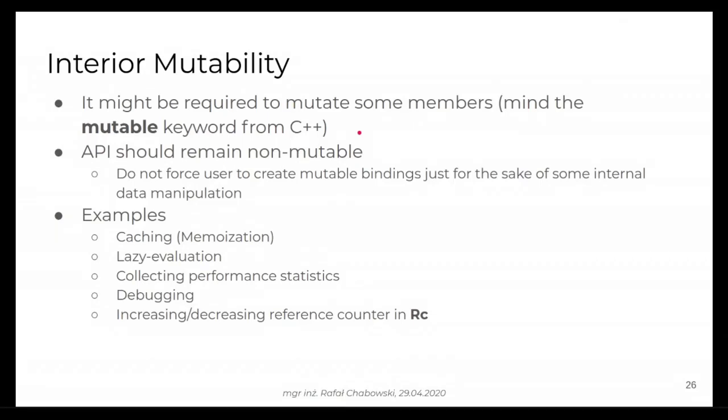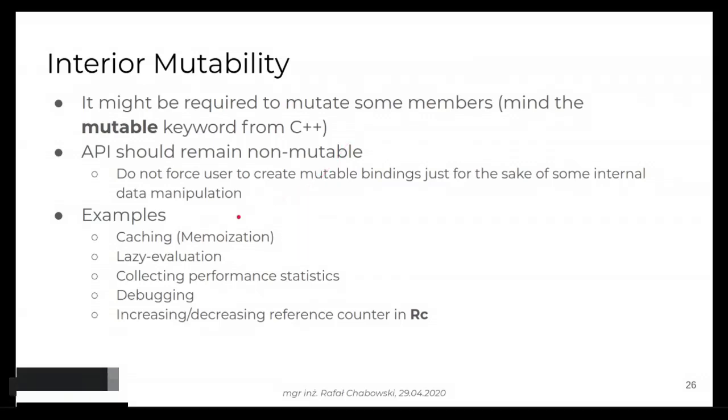Interior mutability is kind of a trick to bring the mutable keyword from C++ into Rust. It will allow you to modify the values even if you only have the non-mutable binding to it.